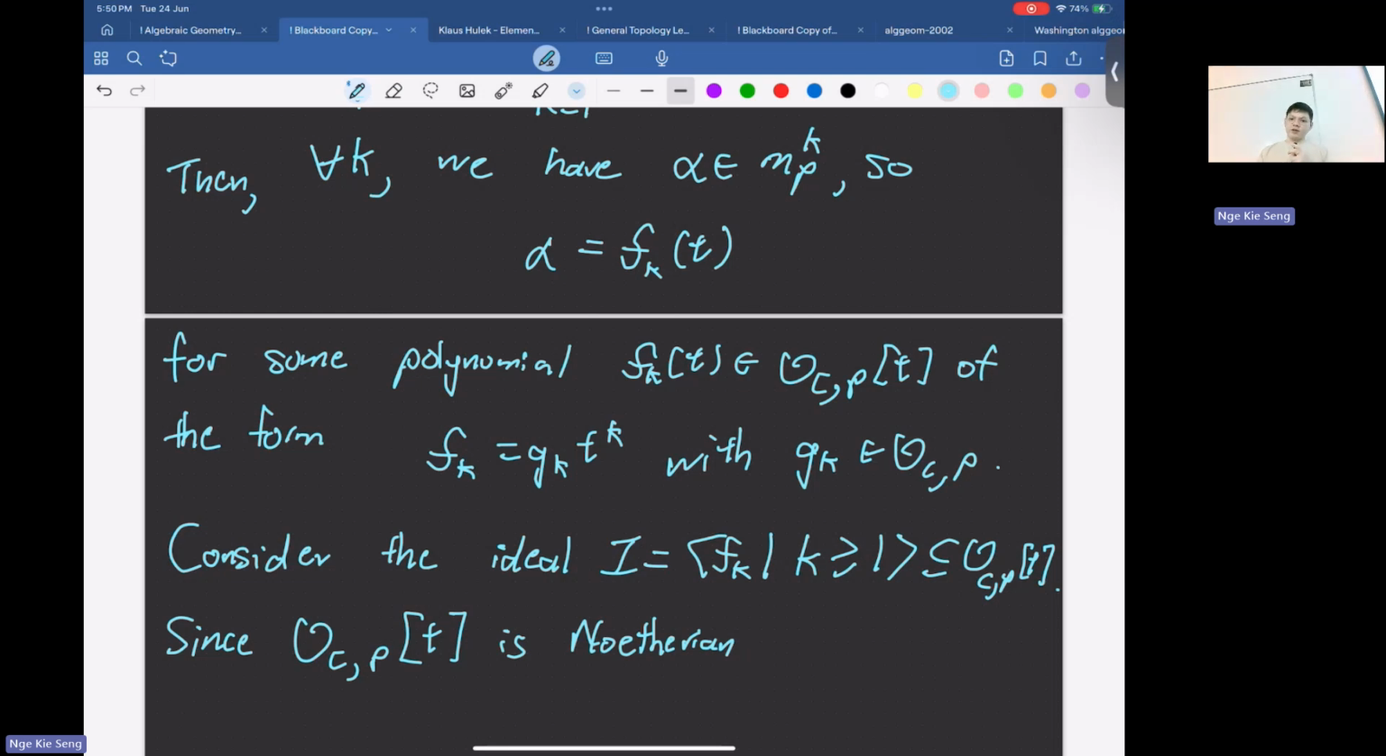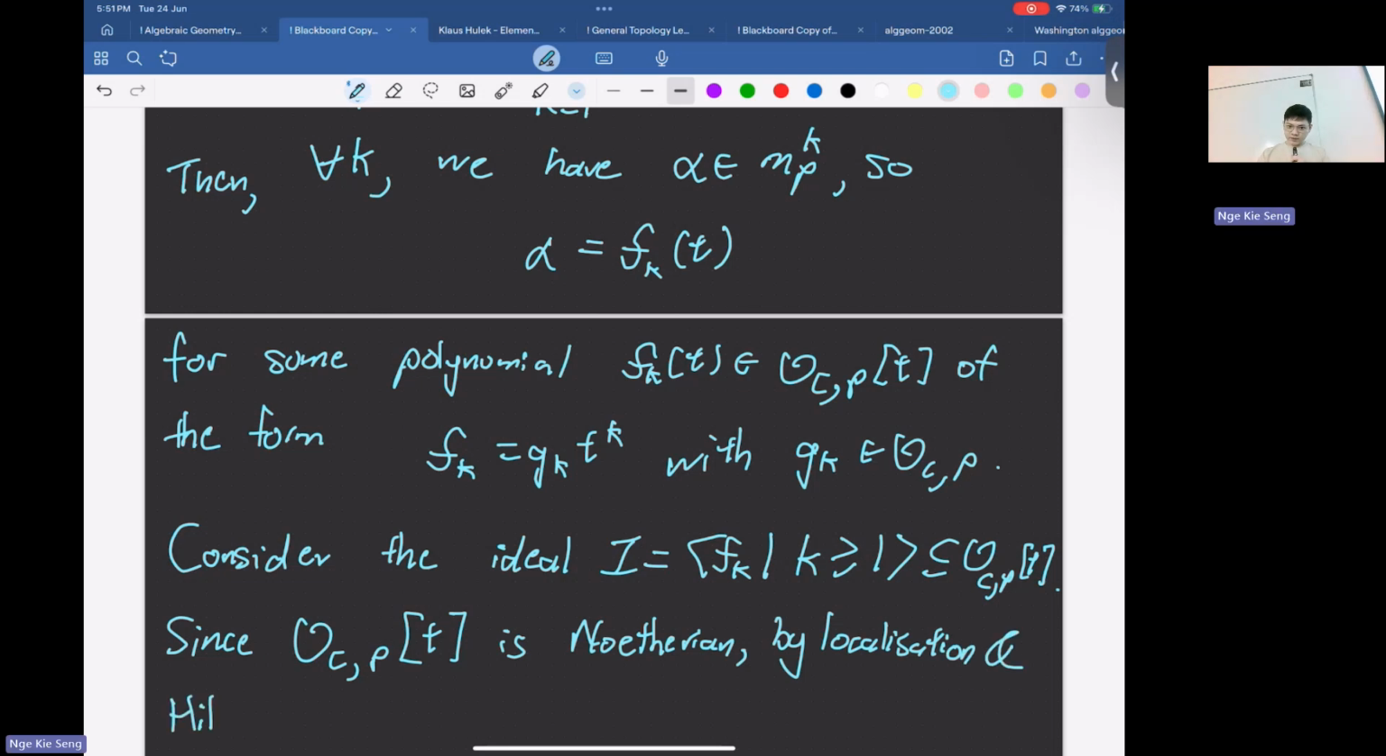We need to argue why the whole O_{C,P}[T] is Noetherian. So this is adjoining an element, right? If we want to show that this is Noetherian by the Hilbert Basis theorem, we need to show that the coefficient ring is Noetherian. But O_{C,P}, why is it Noetherian? Do you still remember the equivalent form of O_{C,P}? It is a localization of a coordinate ring. The coordinate ring that we consider here is Noetherian, and a localization of a Noetherian ring is Noetherian.